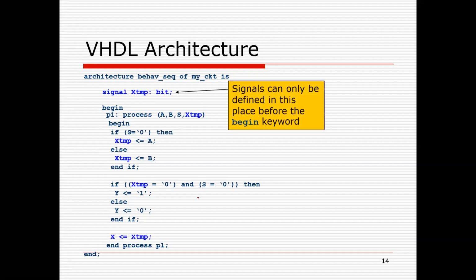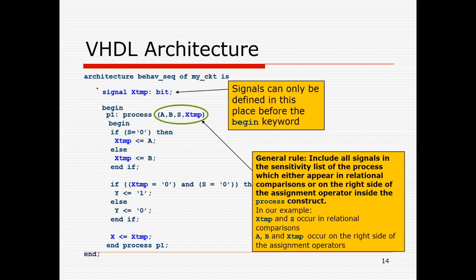Okay, so some comments. A signal can only be defined in this place, before the begin keyword. So if you are making any additional internal signal declaration, it can only be done in this space. Thereafter, you cannot. As a general rule, include in the sensitivity list of the process all signals which appear in relational comparisons or on the right hand side of the assignment operator inside the process construct. So you need to include all of them. Kindly try to do that.